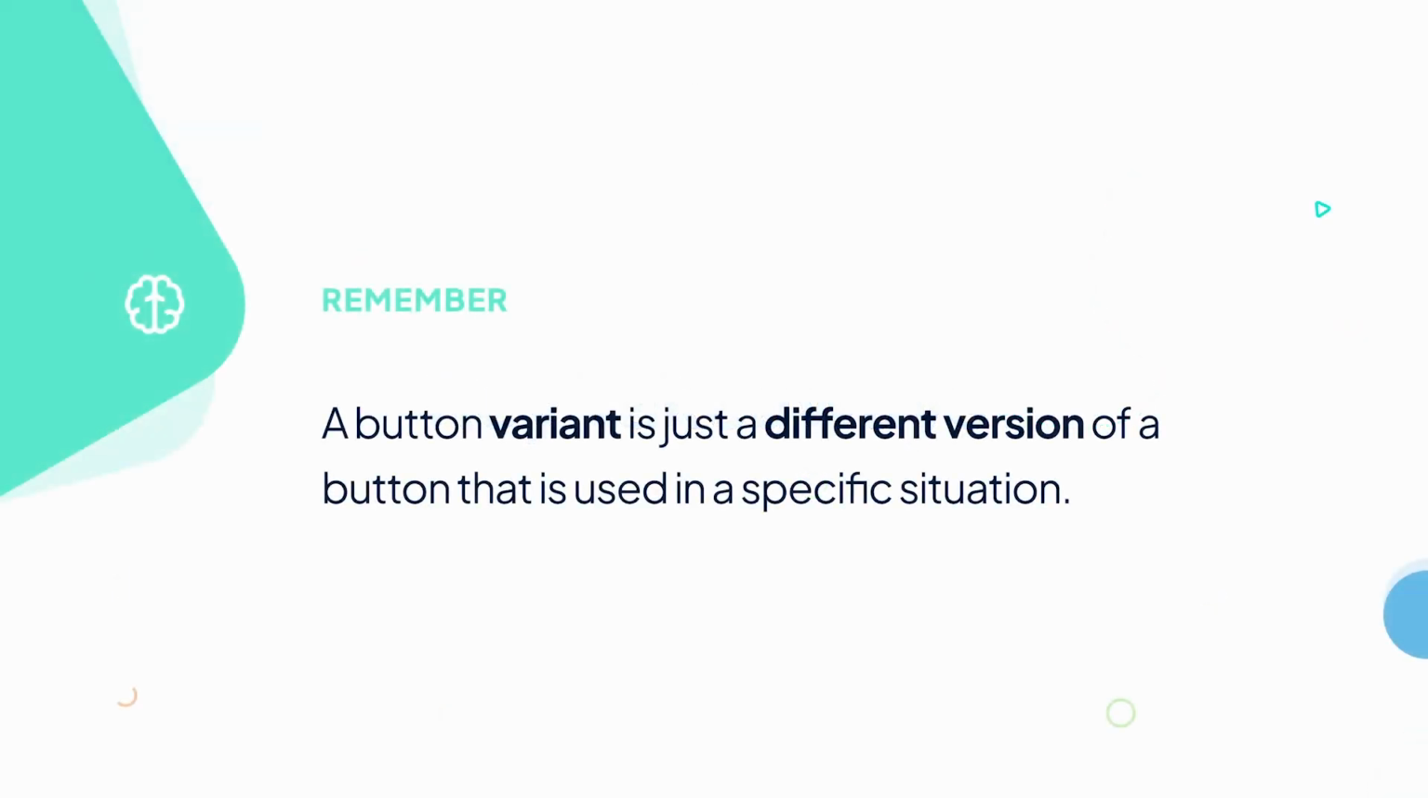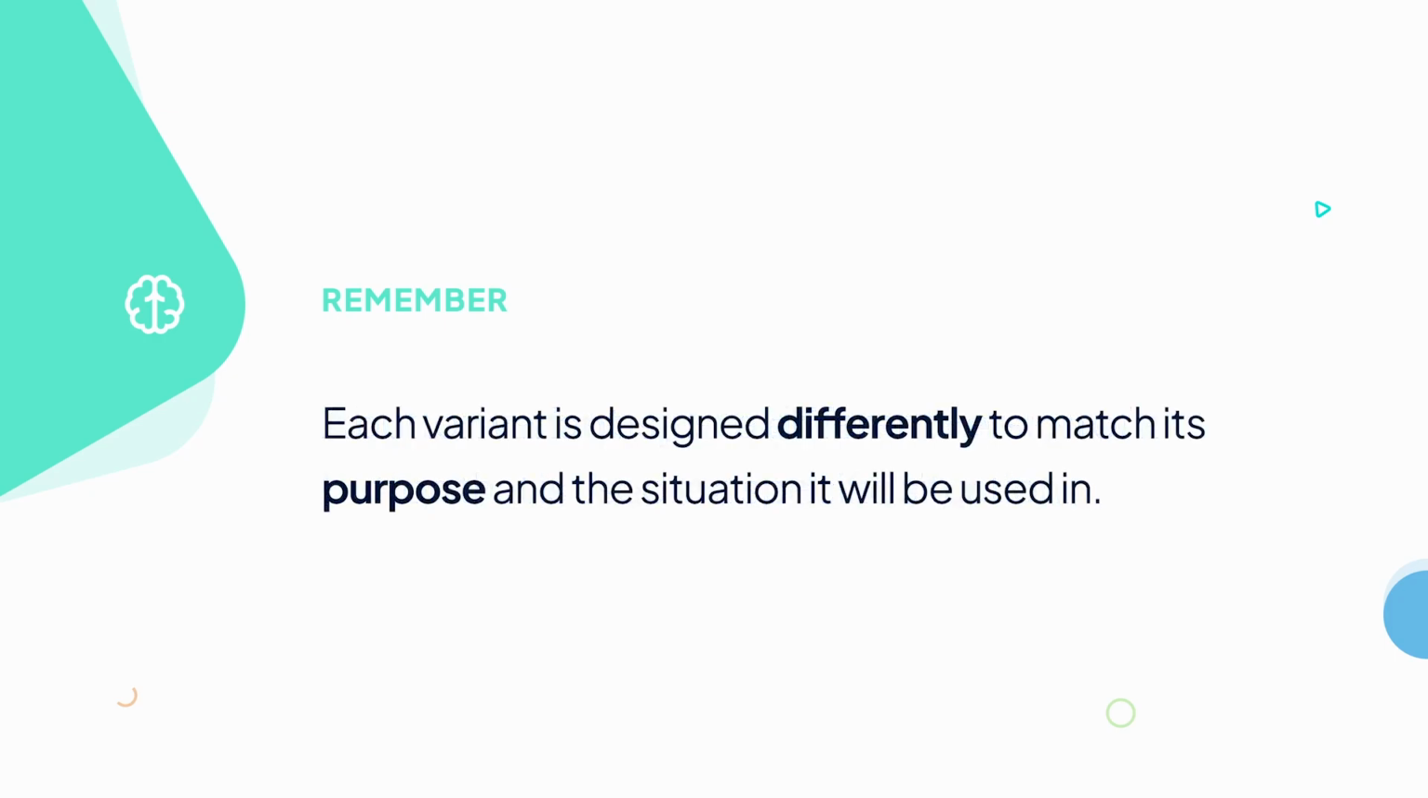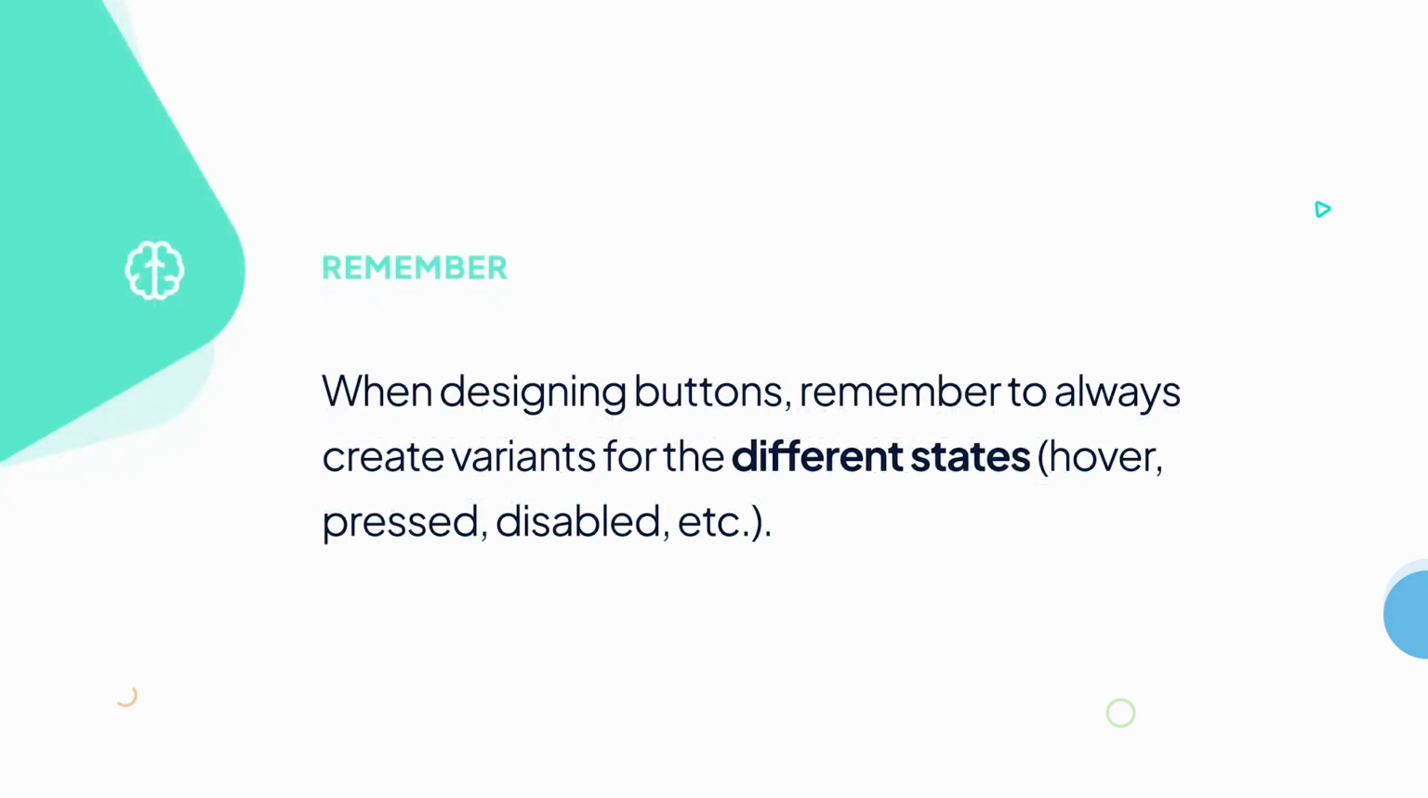A button variant is just a different version of a button that is used in a specific situation. Each variant is designed differently to match its purpose and the situation it will be used in. When designing buttons, remember to always create variants for the different states, like hover, pressed, disabled, and so on.